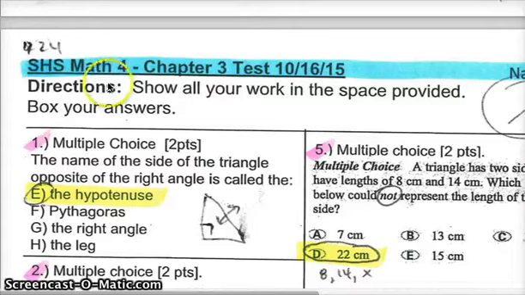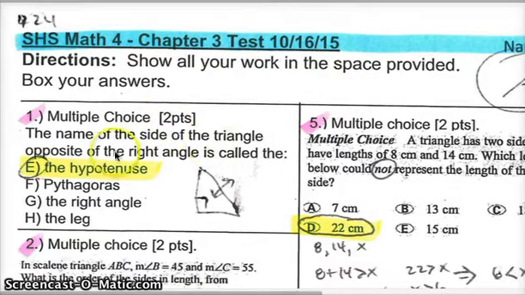These are the test corrections for Math 4 Chapter 3 tests on October 16, 2015. Directions: show all your work in the space provided and box your answers. Question number 1 is multiple choice. Name the side of the triangle opposite of the right angle. Well, if you draw a right triangle, here's the word opposite, and that one is called the hypotenuse.